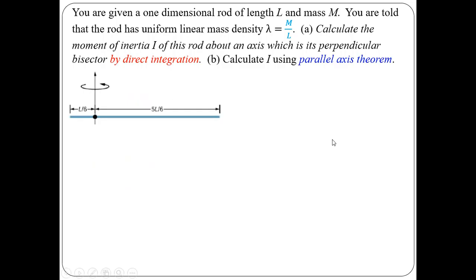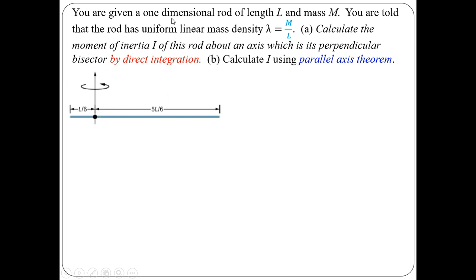So let's show you how to do a moment of inertia by integration and also using the parallel axis theorem. So here is a uniform rod of length L. It is being spun at a distance of L over 6 to the right from the left end of the rod, as indicated in the diagram here.